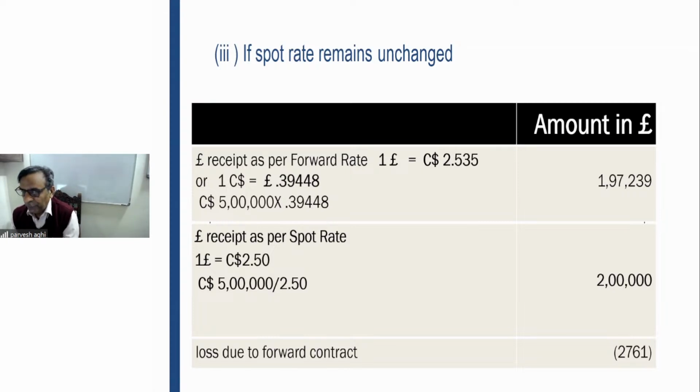So that means if the Canadian dollar had not depreciated, he would have been happier. He would have got 2 lakh pounds. Since he has taken a forward cover, he'll be getting less. So he's again losing due to the forward cover, because it was given in the question that the rate of interest in Canada is 15% and in the UK it is 12%. That would mean the forward rate would be down by 1.5%. So we assume that to calculate the forward rate, and then we find there's a loss. I hope you have understood.